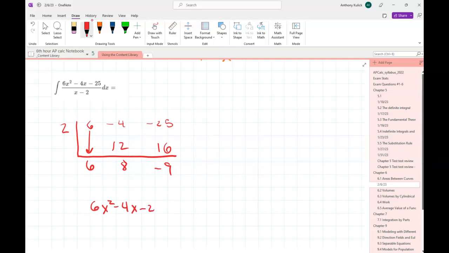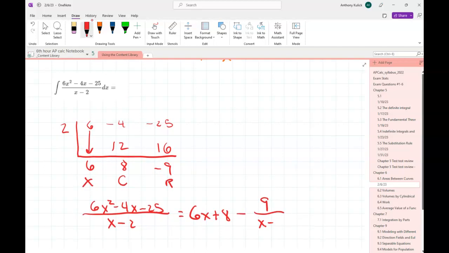Well, what the synthetic division allows us to do is rewrite this fraction as? So what does the negative 9 mean? There's a remainder. Okay. And then the 8 is the constant, and the 6 is 6x, the coefficient on the x term. So this is going to be 6x plus 8 minus 9 over the divisor.